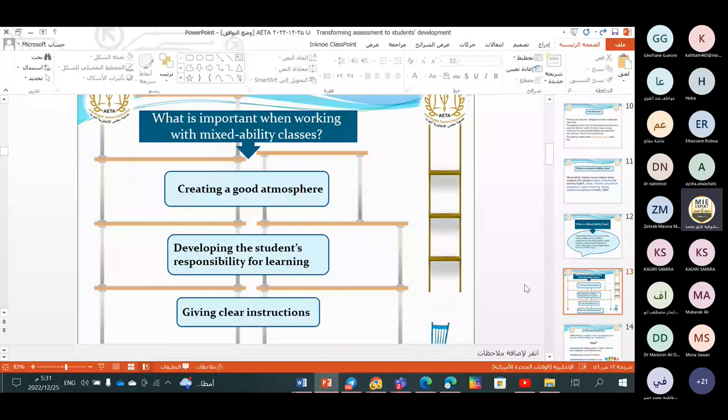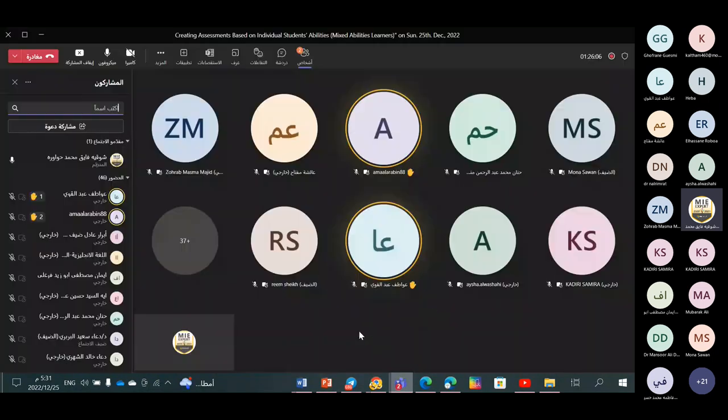Now, let's come to another thing. What is important when working with mixed ability classes? You mentioned that we should pay attention, but what are the most important things or procedures that you should follow in order to have a good class? Number one, creating a good atmosphere. What do you mean by creating a good atmosphere? How can we create a good atmosphere? Can you comment on this point? Yes, Ms. Awatif.